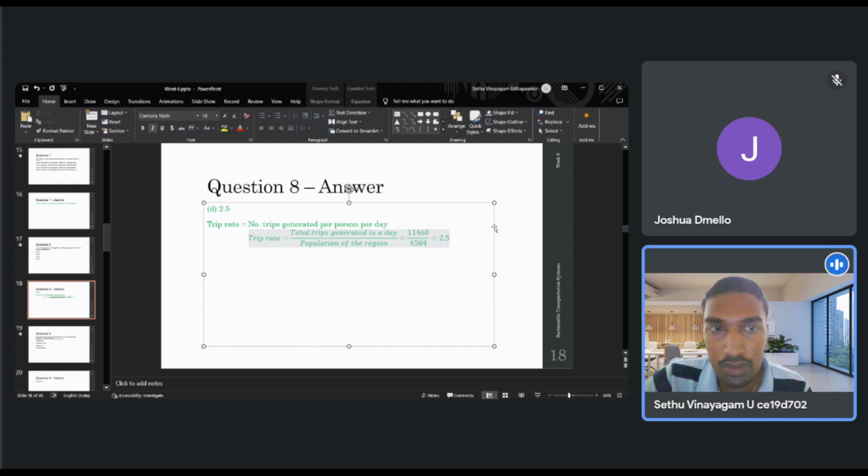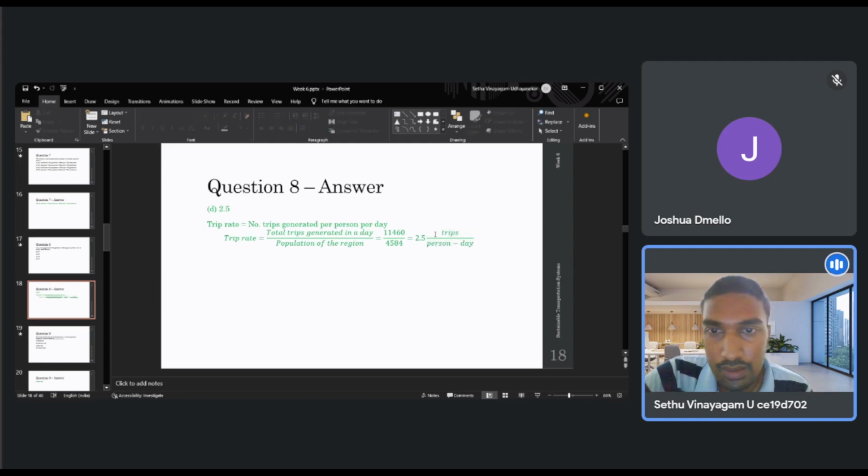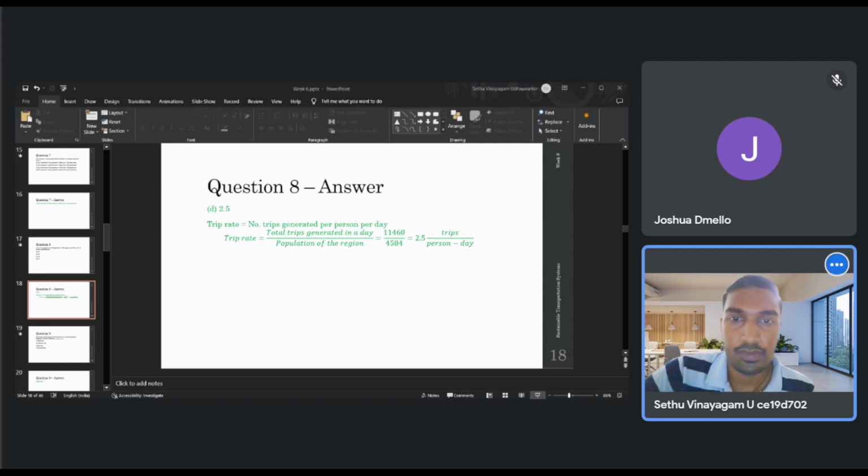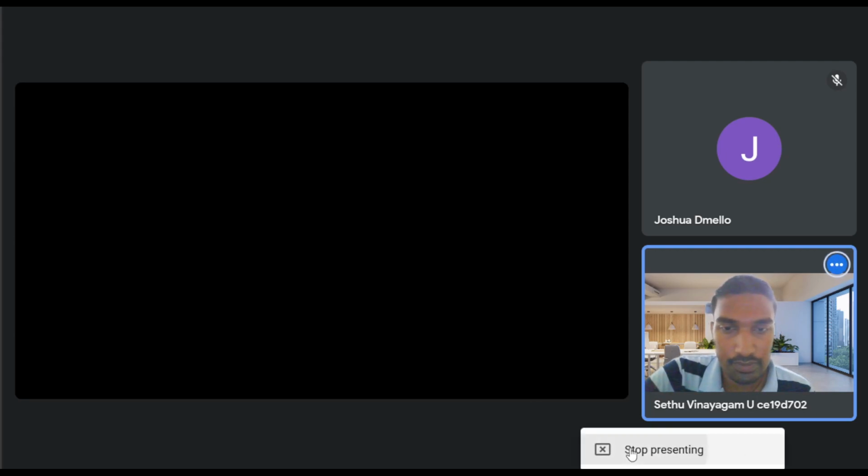Therefore, 2.5 trips per person per day. This is the trip rate for this particular city that is given in the question. So on average, we can expect every person to be making about 2.5 trips in a day. Therefore that is the trip rate. Okay, any questions?